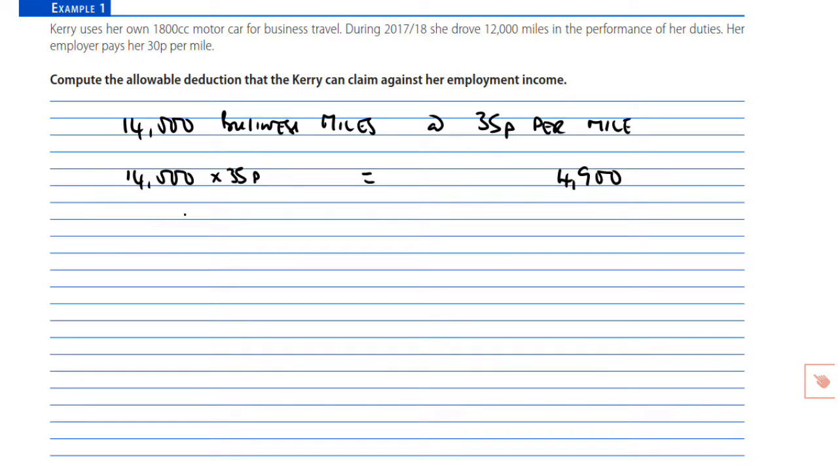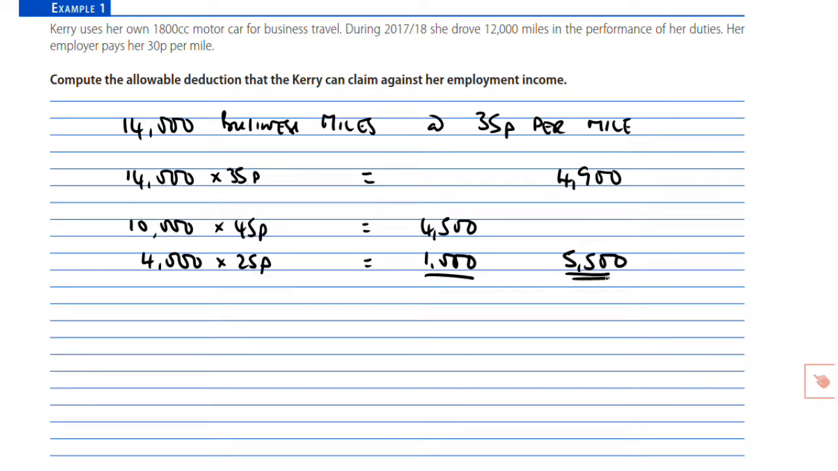We then compare that with the approved rates. So what are they? 10,000 times 45p. Well, that, of course, would equal £4,500. Plus 4,000 more miles at 25p. That's easy enough as well. That is 1,000. Total, therefore, of the approved mileage rates would be 5,500.